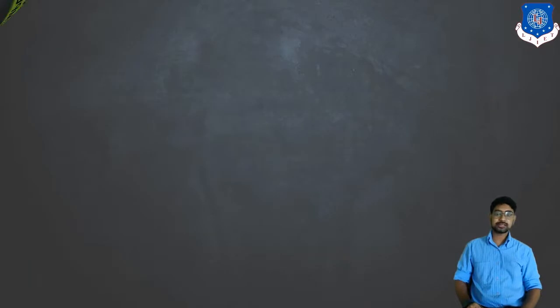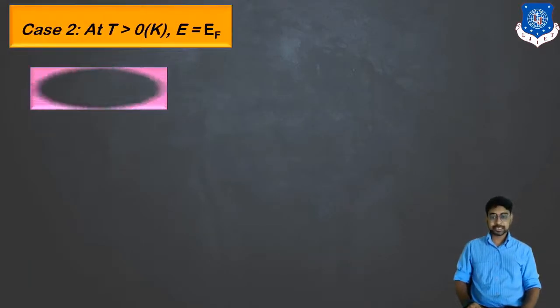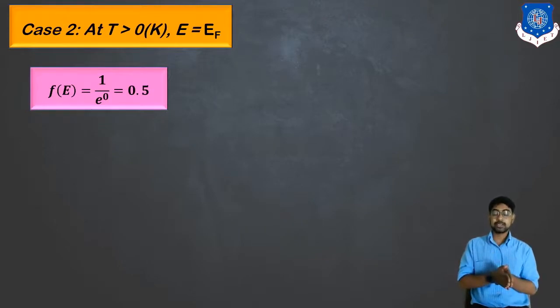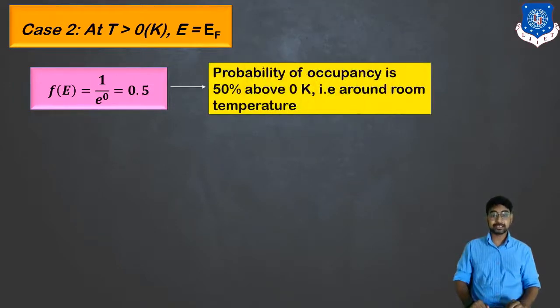Now we are taking another case. In this second case, we are not restricting the temperature; we are at room temperature. So at room temperature, under the condition E equals EF, what happens? The probability function F of E becomes 0.5. When it is 0.5, it means that the probability of occupancy is 50%. It can be above or it can be below also. The electron can be present there, or it can be not present, so it is not an accurate one.